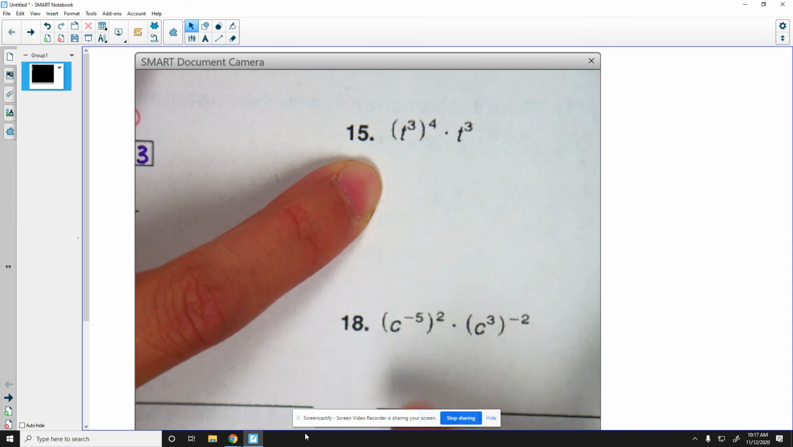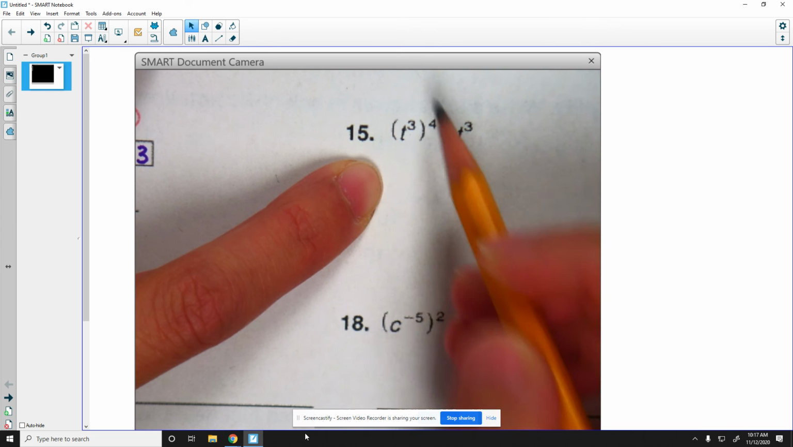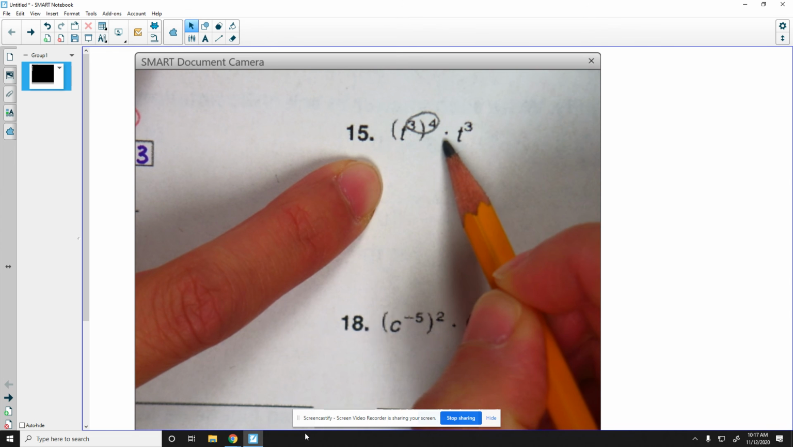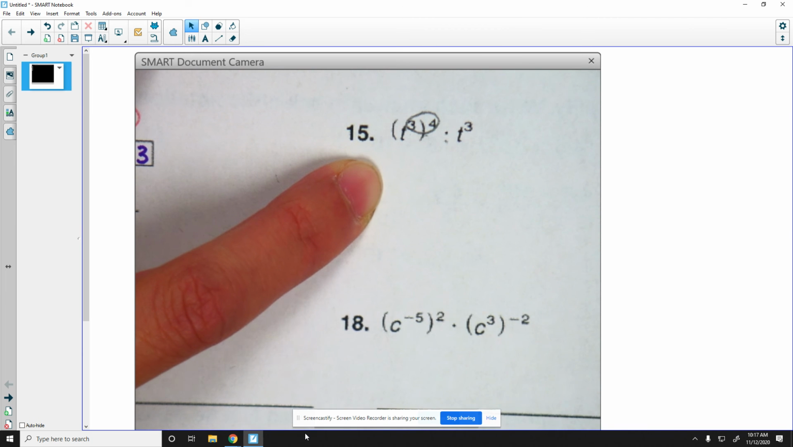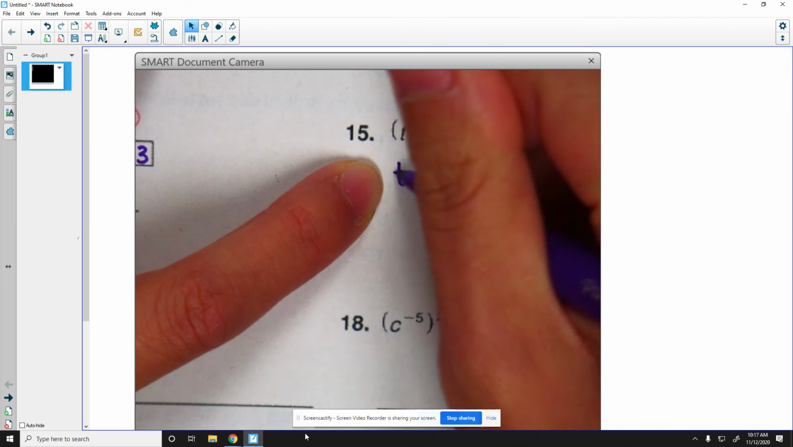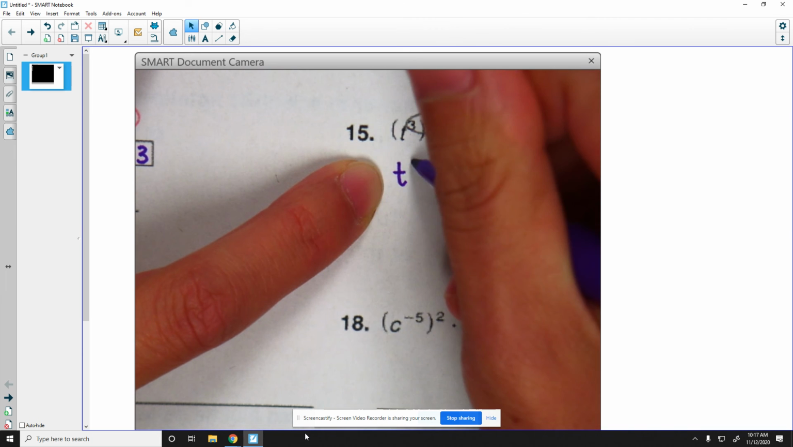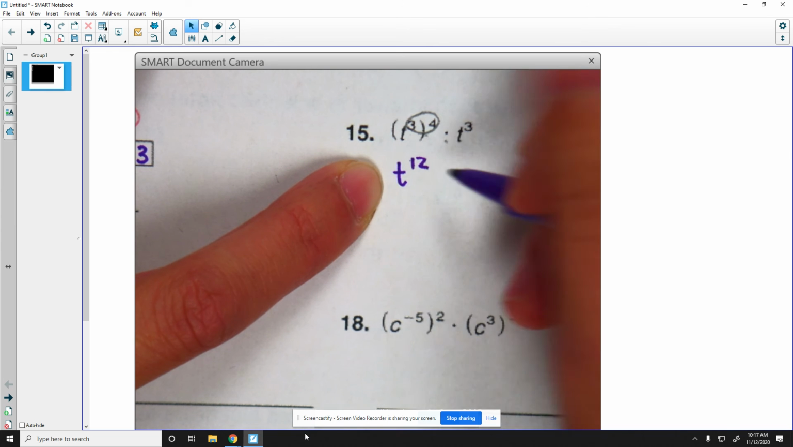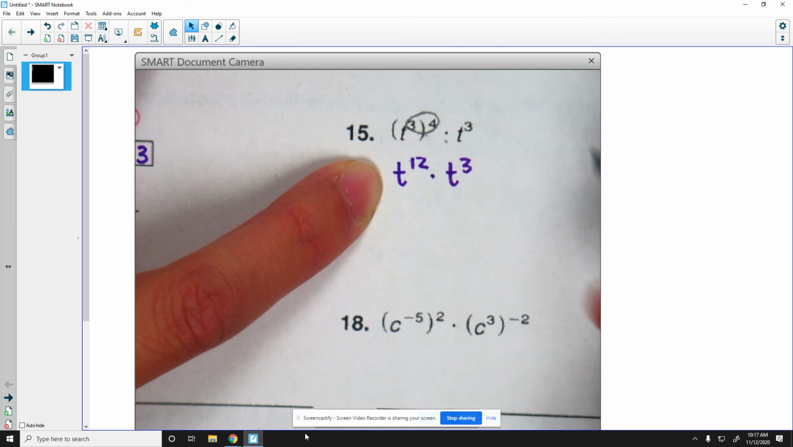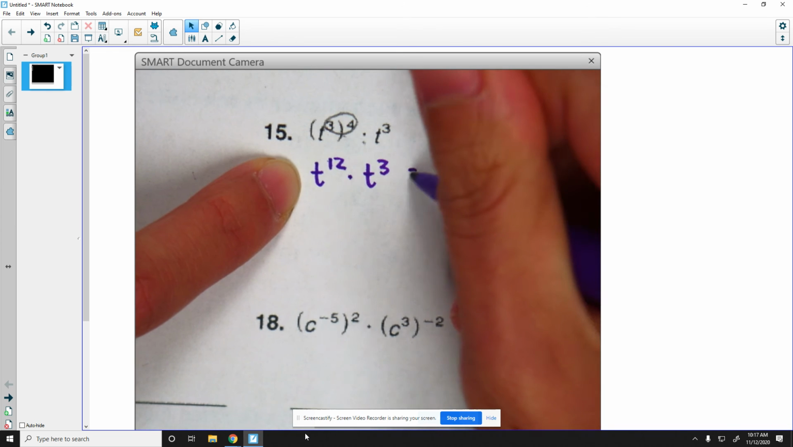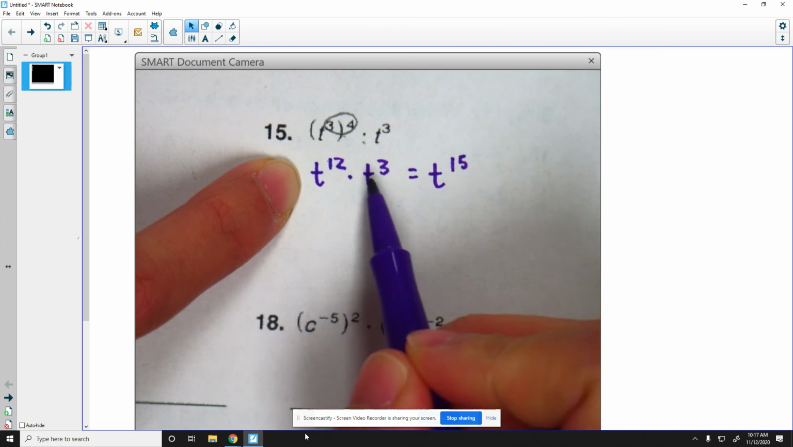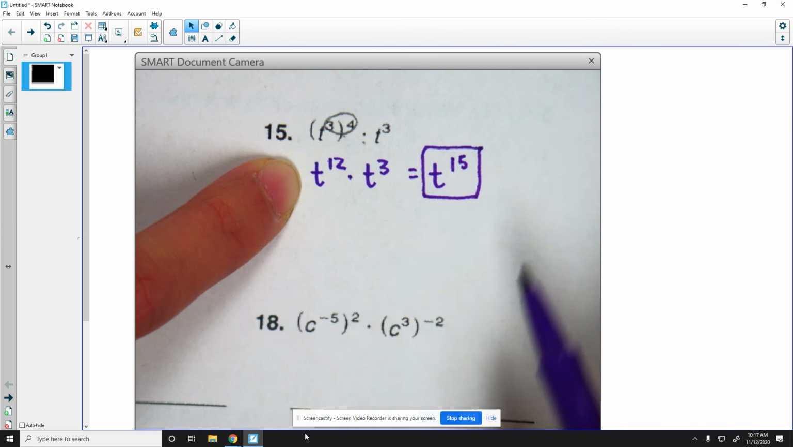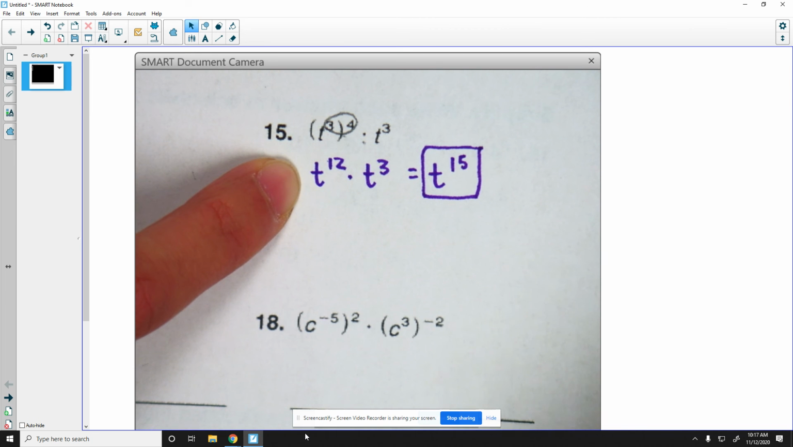Okay, let's do number 15. Now it becomes a little bit more complicated. Here's the thing. Let's follow PEMDAS. PEMDAS tells me to do exponents first, then do multiplication, right? So if I do the exponents first, I get t to the 12, because 3 times 4 is 12. That's the trick, times t to the third. Now let's do the multiplying. So my final answer is t to the 15, right? Because now I add. So do you see what I did? I'm combining my rules together.